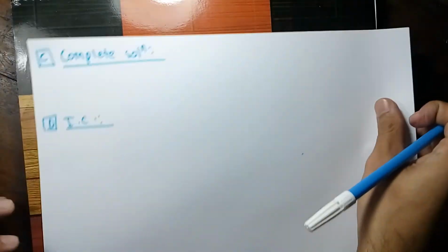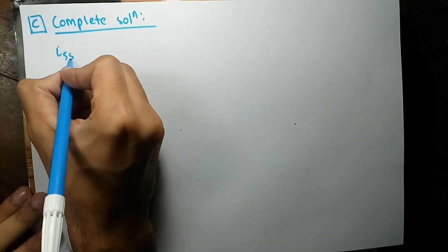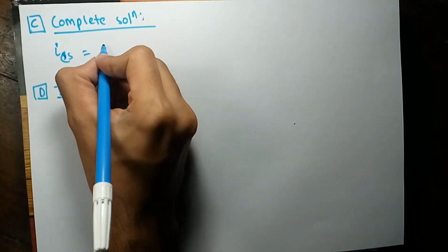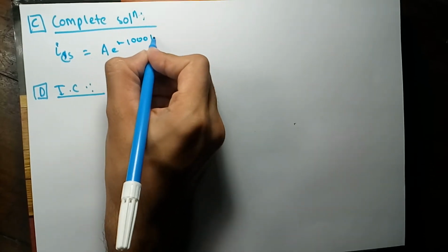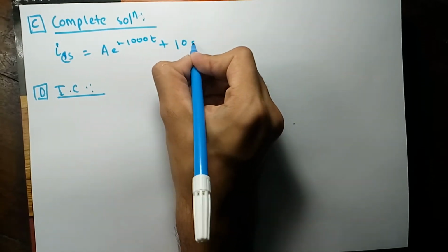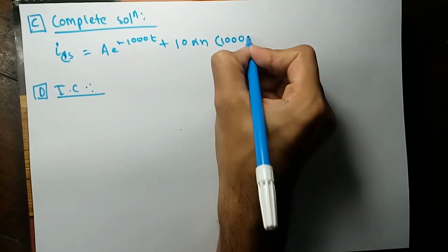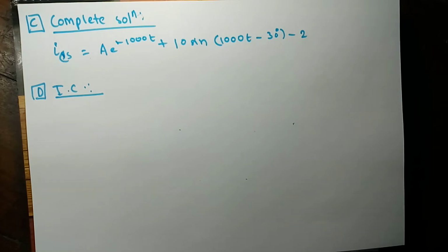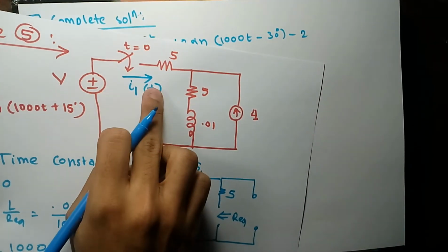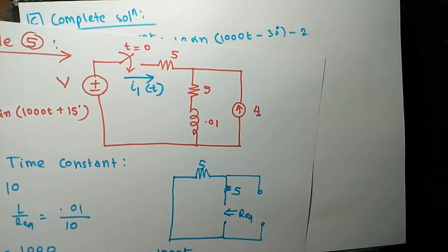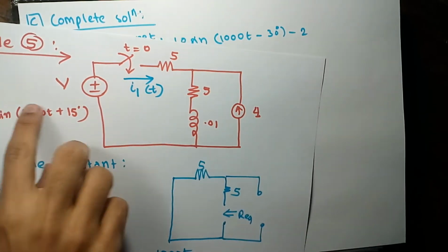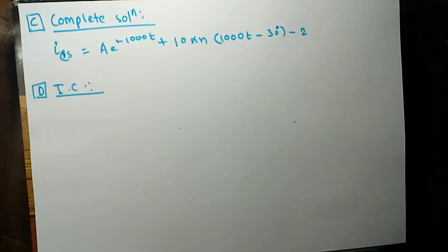If we now make the complete solution, it will be the summation of transient plus steady state. So the complete solution will be A e to the power minus 1000t plus 10 sine of 1000t minus 30 degrees, minus 2. Now we have to find the initial condition, that means the current value at the moment t equals 0, and for that we need to know the current going through the inductor at t equals 0 and the voltage source's value at t equals 0.